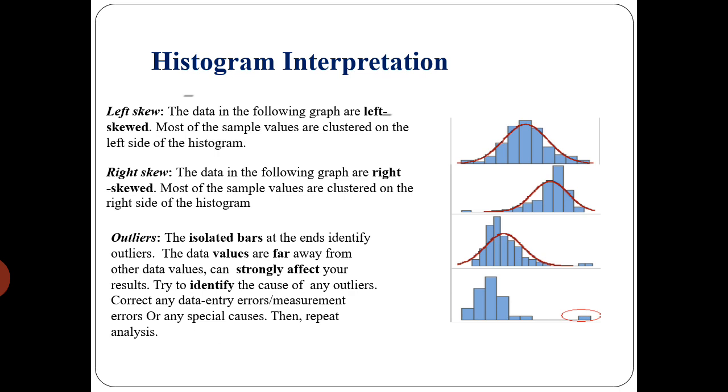So the first one, central tendency is there, we can interpret that. Second one, right side skew. Third one, left side skew. And the last one, we can say it's outliers. The isolated bar at the end identifies outliers. The data values are far away from the other data values, which can strongly affect our results.